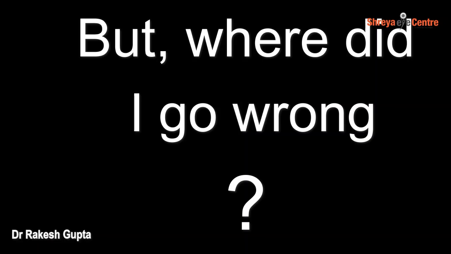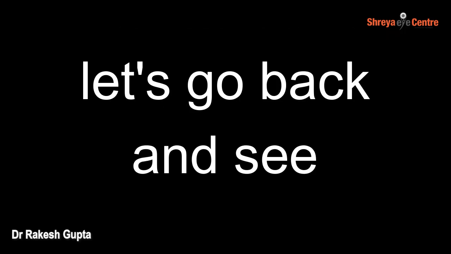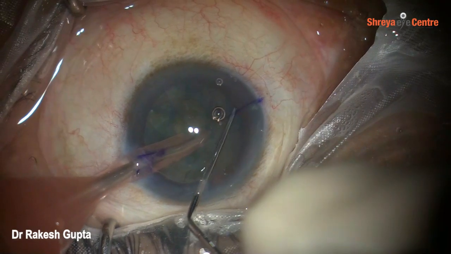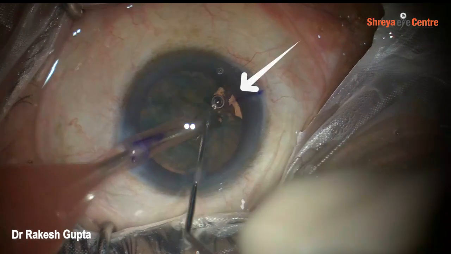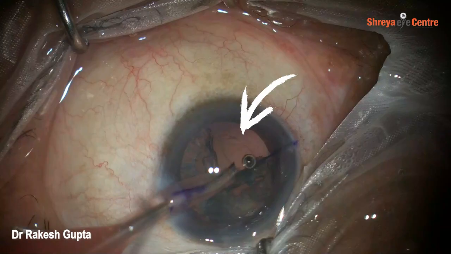But where did I go wrong? Everything seems to be fine. But friends, if there is a problem, there must be some reason. So let us go a little back and see where did I go wrong. On examining the video carefully in slow motion, I realized that at this point my phaco tip inadvertently aspirated soft cataract with cortex and caused a capsule defect, which went unnoticed, and later it became apparent only after extension of the rent.